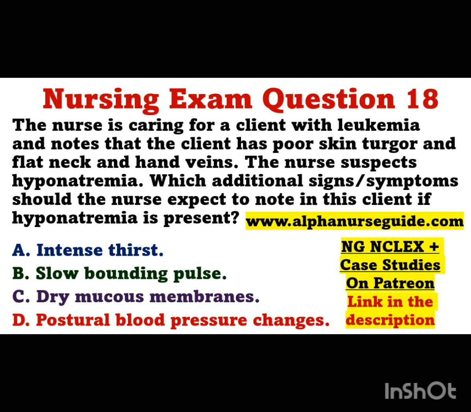The nurse is caring for a client with leukemia and notes that the client has poor skin turgor and flat neck and hand veins. The nurse suspects hyponatremia. Which additional signs/symptoms should the nurse expect to note in this client if hyponatremia is present? A. Intense thirst. B. Slow bounding pulse.